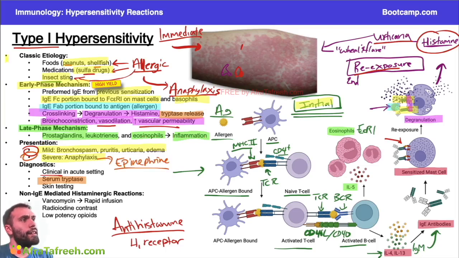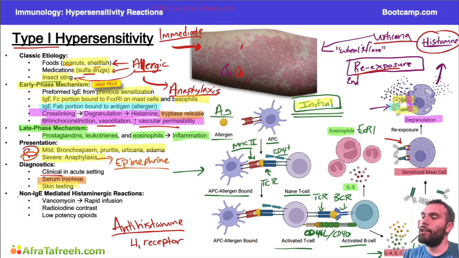Now, the other thing in the diagnostics, remember, you can also do skin testing in these patients. If somebody comes in and they say, "Doc, I'm just allergic to something, I don't know what it is," you can test all different types of allergens on the skin. And essentially, you're looking for these kind of reactions, right? You're looking for urticaria, edema, swelling, etc.